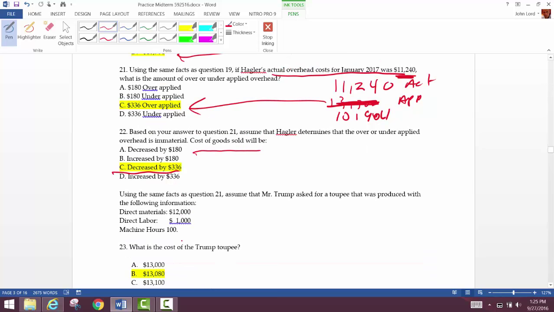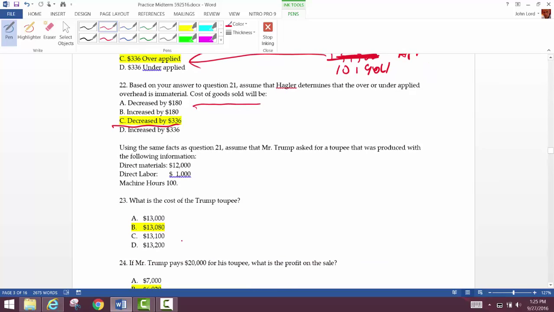Using the same facts, dealing with this toupee here, we want to figure out the cost of this toupee. And so it's what? 12,000 is the direct materials, 1,000 is the direct labor, right? Okay. And if it's 100 machine hours, 100 machine hours times what? Times 0.80, right? It's going to give me $80. Even I can do that one in my head. So that's what? 13,080?